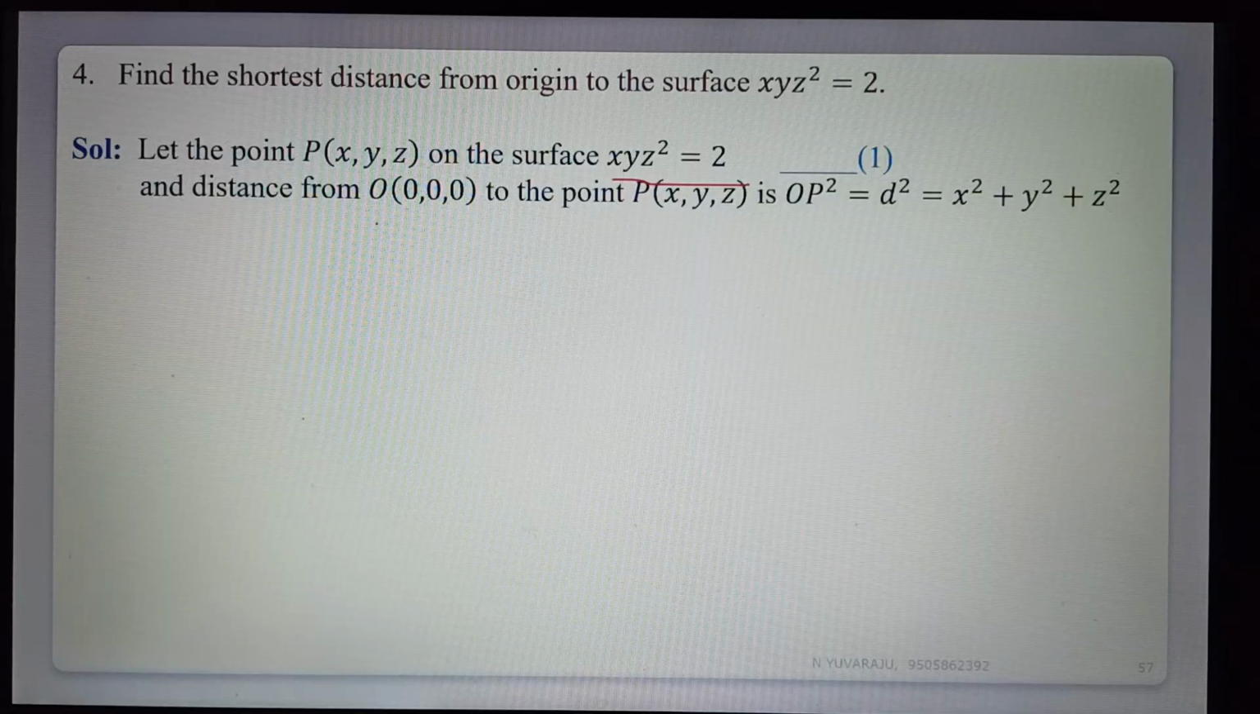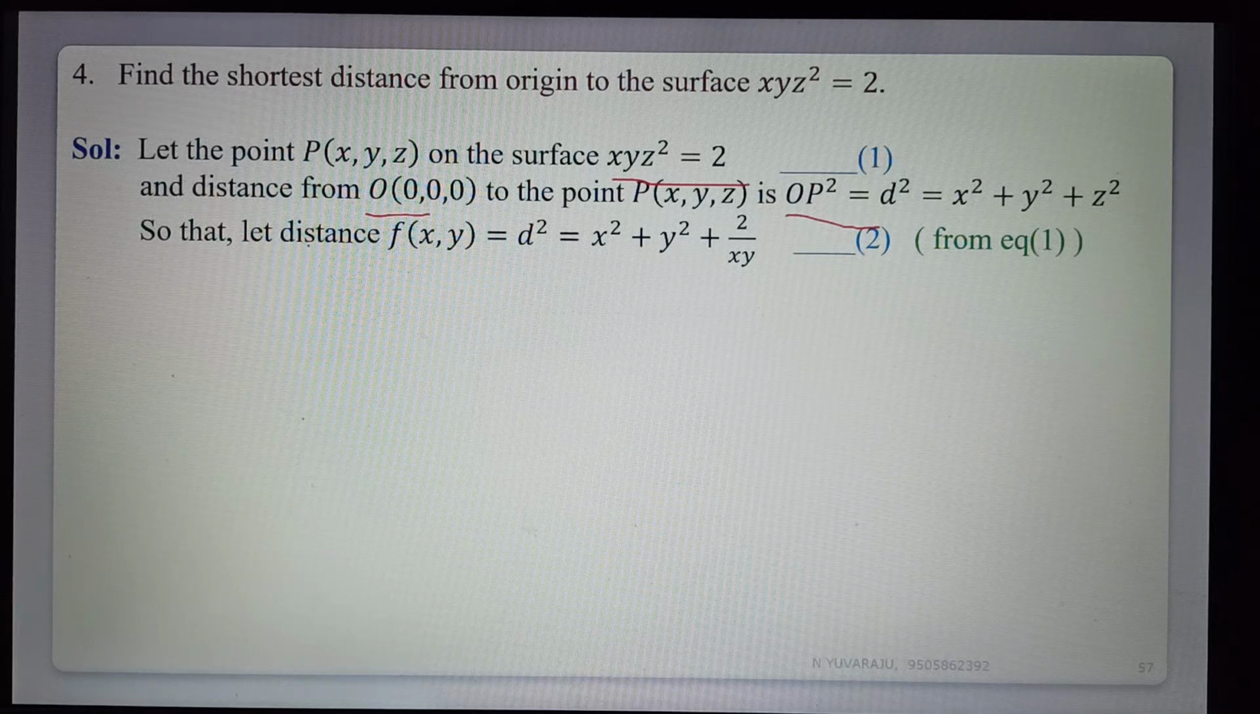So what is the formula? The distance from origin to the point P, OP square d square, is equal to the square root of (x minus 0) whole square plus (y minus 0) whole square plus (z minus 0) whole square together. Here squaring, d square is equal to x square plus y square plus z square. So let the distance f of (x, y) is equal to d square, x square plus y square plus z square, and z square is equal to, from equation 1, 2 by xy. But we are discussing only maximum minimum for finding only a two variable function.